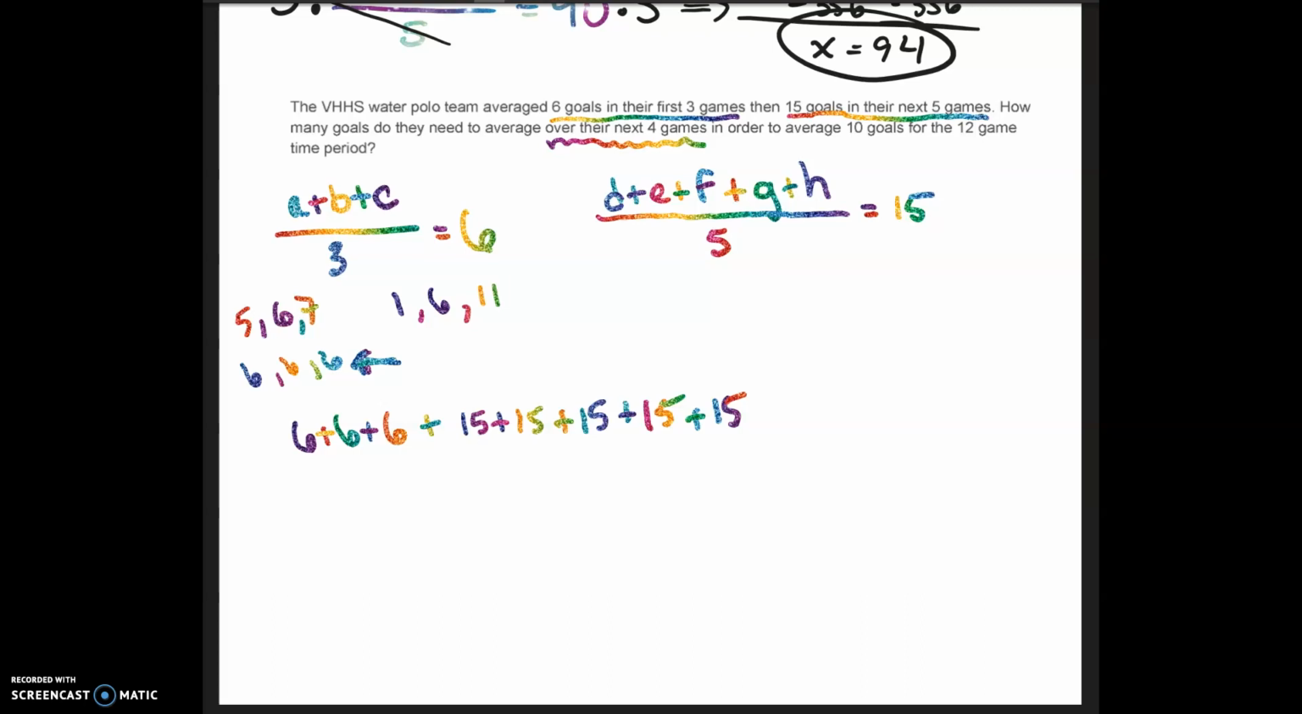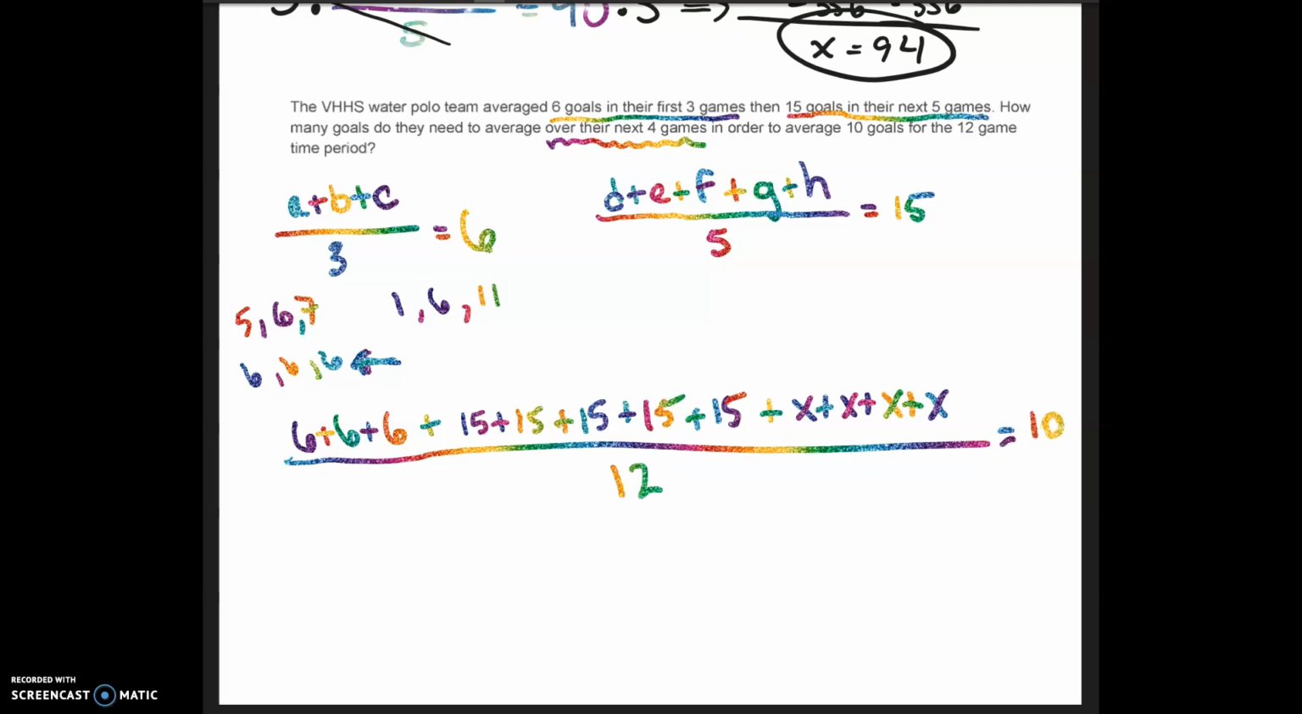And then we've got to think to ourselves, how many do they need to average over their next 4 games? So we have 4 games in which we don't know what we need to score, but let's just say they're all going to be the same. And then we divide by how many games this is, which is 12, and we want the average to be 10.